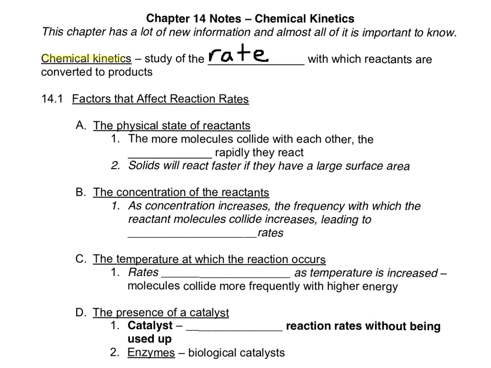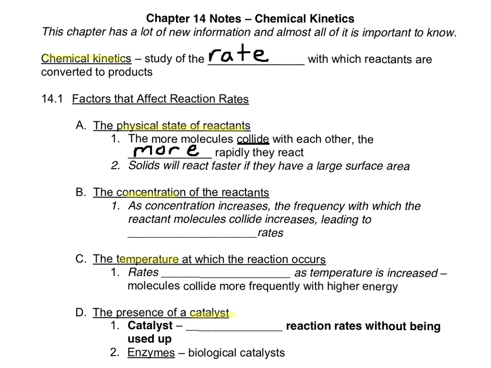There are four major things that are going to affect reaction rate: the physical state of your reactants, the concentration of the reactants, the temperature that the reaction is happening at, and whether or not there is a catalyst. For physical states of reactants, and really for all of these, it's all about collisions. The more these things can collide with one another, the more reactions are happening, the faster they are happening.